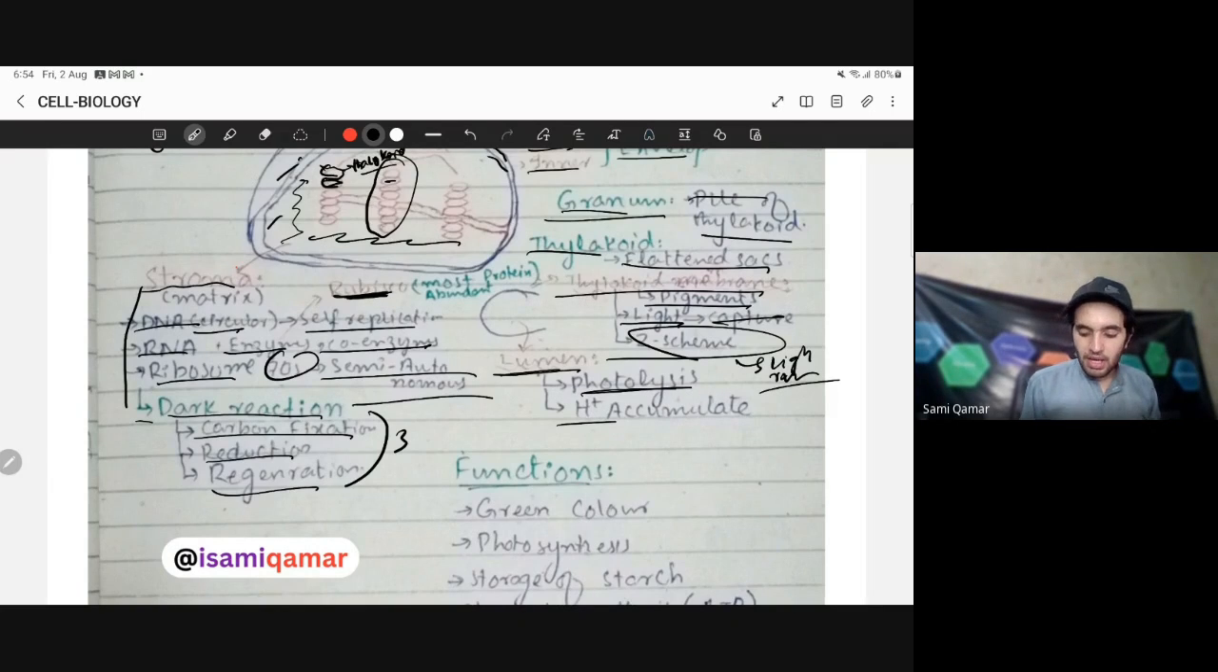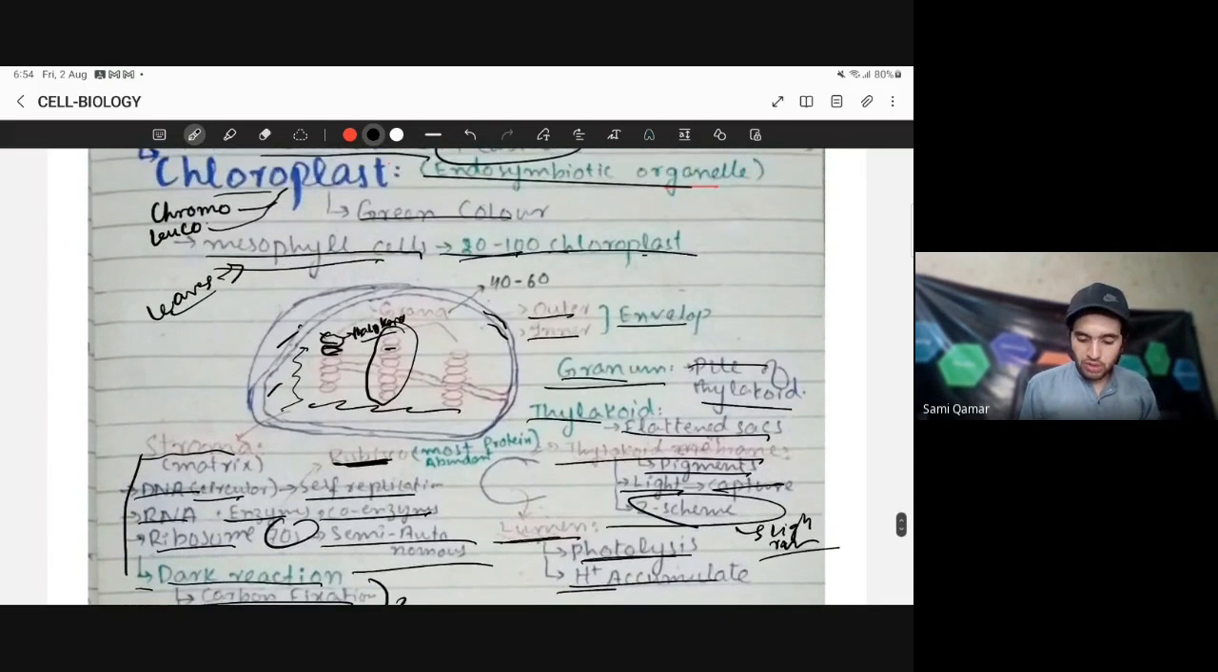So photolysis will happen in the lumen of the thylakoid, and H+ ions will accumulate in the lumen. We will study these things in detail in bioenergetics. Don't worry about this. These are all reactions in there, and I hope you guys got it. So this was just chloroplast.